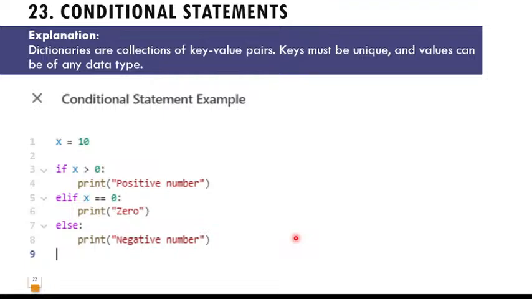Then there comes the conditional statement. Dictionaries are a collection of key-value pairs. Keys must be unique and values can be of any type. So conditional statement example: x is equal to 10. If x is bigger than 0, print positive number. Elif x is equal to 0, print zero, else print negative number.